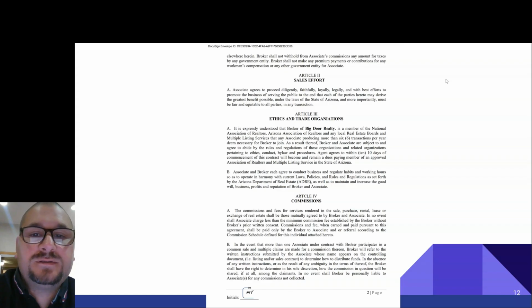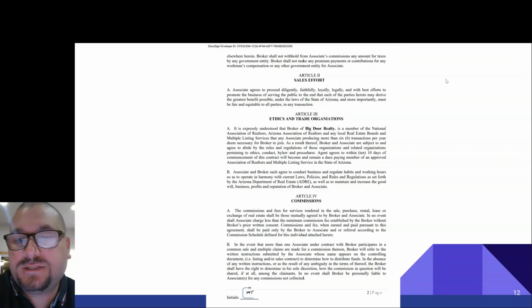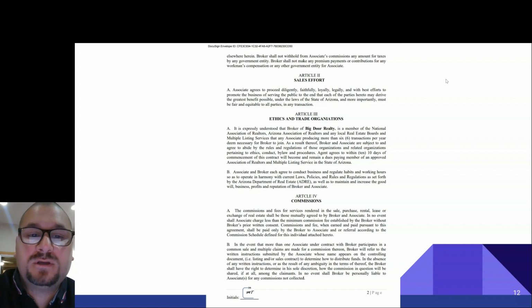Okay, Article 3, Section B. Associate and broker each agree to conduct business and regulate habits and working hours so as to operate in harmony with current laws, policies, and rules and regulations as set forth by the Arizona Department of Real Estate, as well as to maintain and increase the good will, business, profits, and reputation of broker and associate.